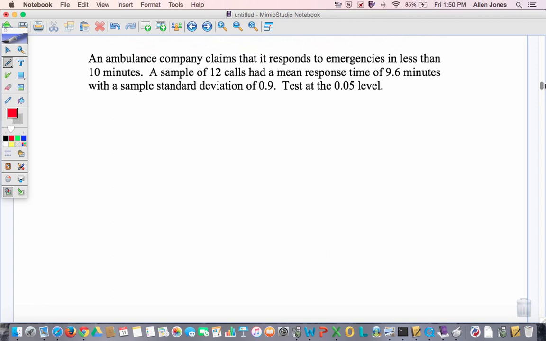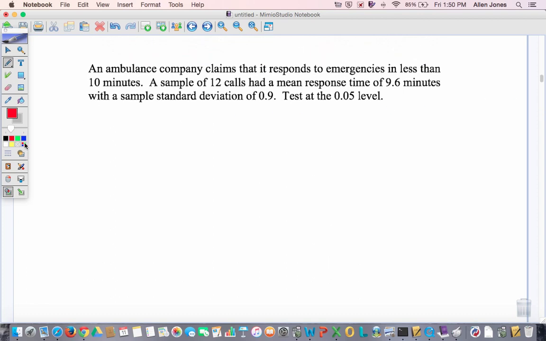So let's move on and try another one here. An ambulance company claims it responds to emergencies in less than 10 minutes. A sample of 12 calls had a mean response time of 9.6 minutes with a sample standard deviation of 0.9. Sample standard deviation, there's our spelled out word for word, tells us to use table F or a t-score, and we're going to test this at the 0.05 level.